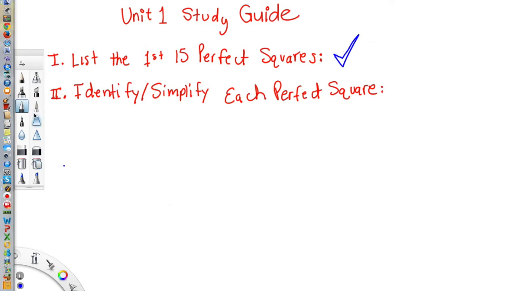Let's go to the second part, Roman numeral 2. It says identify, simplify each perfect square root. The first one starts out simple. It says, what is the square root of 25? And you guys should all know that that is 5. You can go through this entire list. When you get to the bottom row, then you see things switch up a little bit.